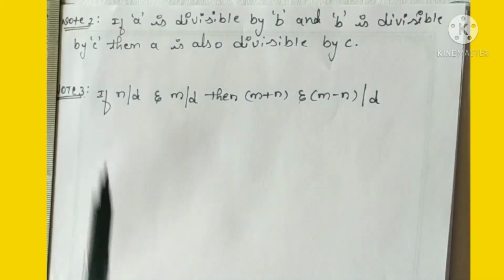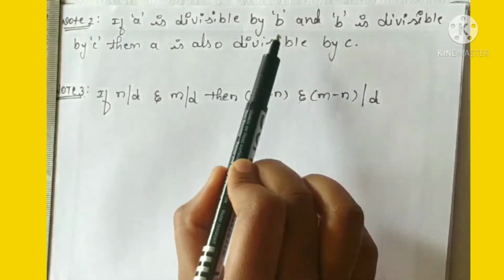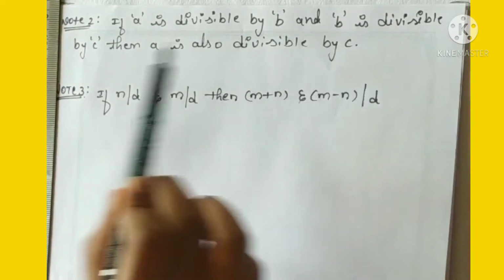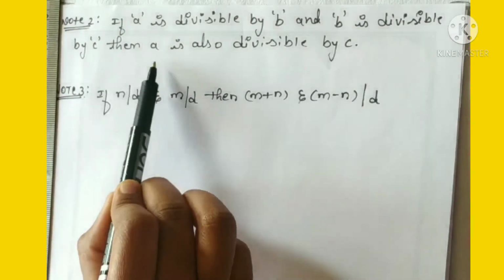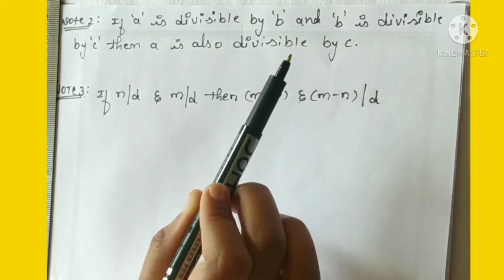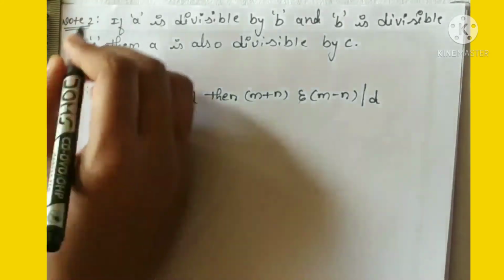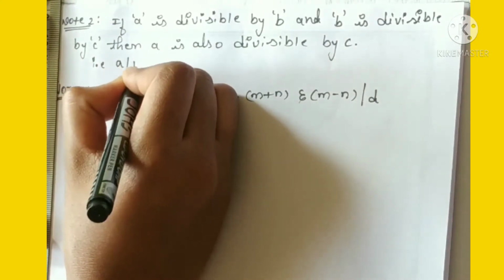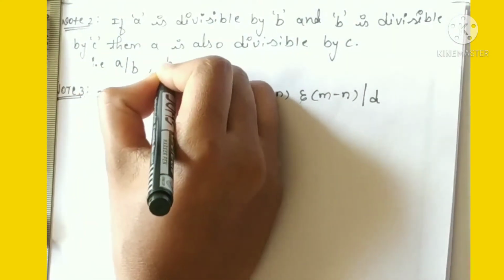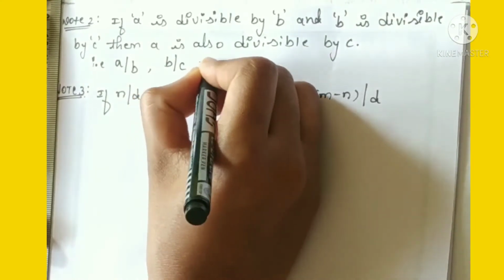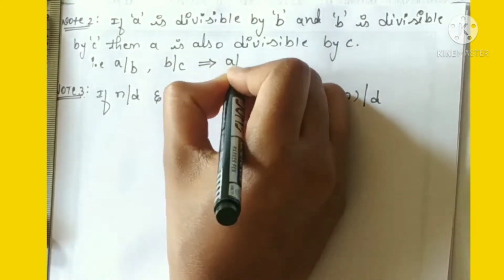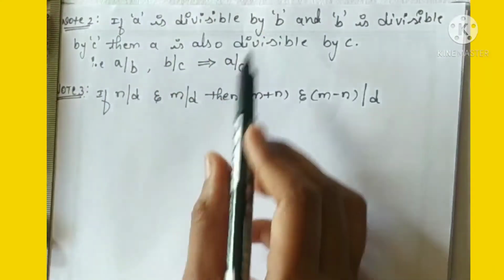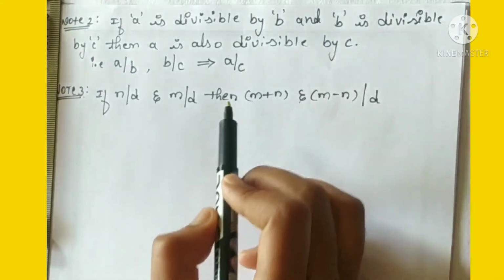Note 2. If A is divisible by B and B is divisible by C, then A is also divisible by C. That is, if A is divisible by B and B is divisible by C, which implies A is also divisible by C. This is what note number 2 says.